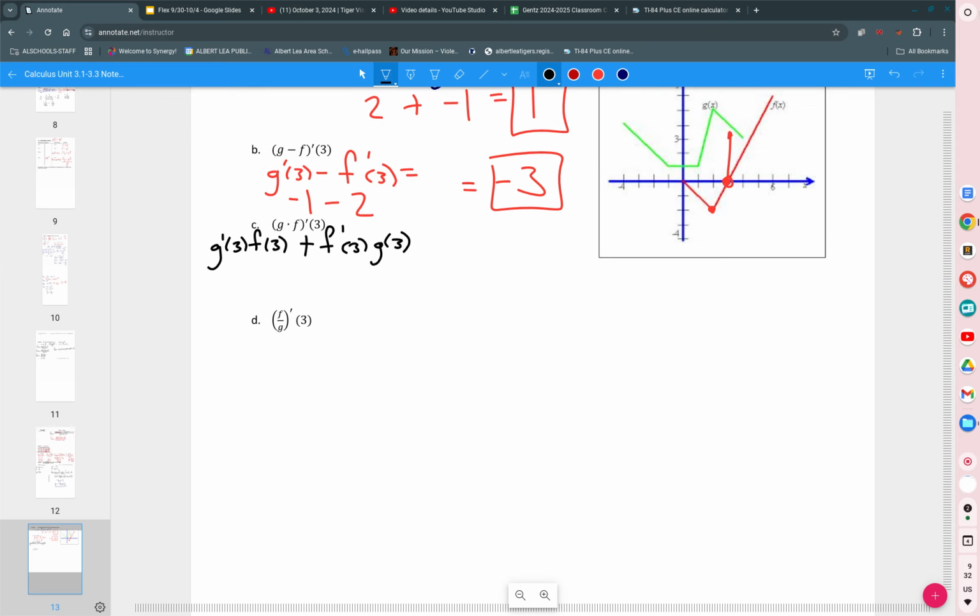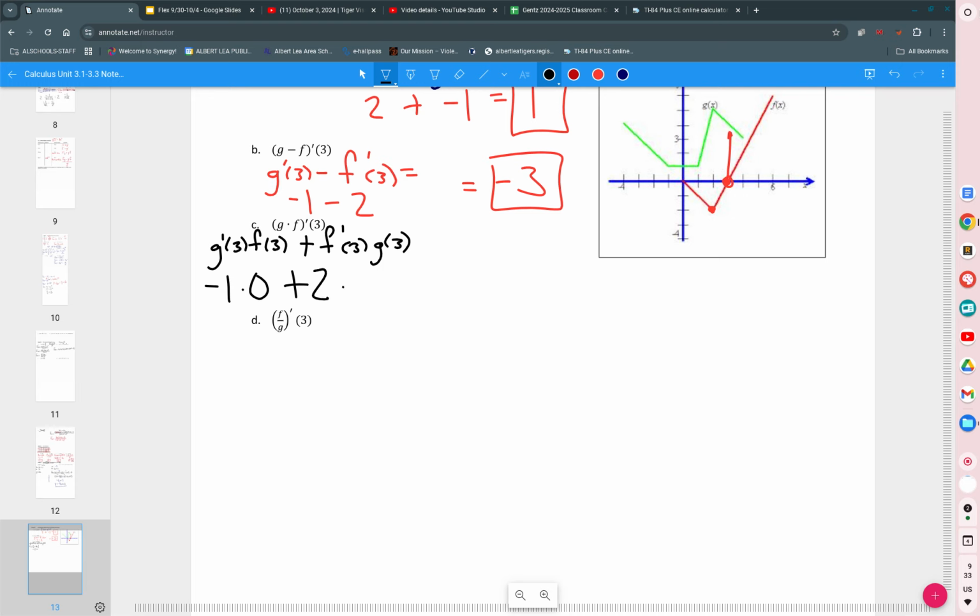I've already calculated g prime of 3 a few times. It is negative 1. Times, I've not calculated f of 3. What is the height of f at 3? 0. It is 0. Isn't it nice when we get values of 0? Plus, I've already calculated f prime of 3. We've decided that that was 2.